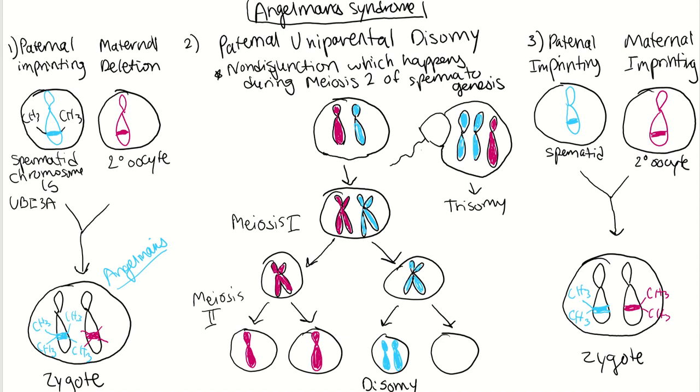The second way you can get Angelman syndrome is through paternal uniparental disomy. To understand this, you have to understand non-disjunction specifically happening during meiosis 2 of spermatogenesis. So if we go back to spermatogenesis and go to meiosis 2, you start out with the two chromosomes, mom in pink, dad in blue. These are chromosomes 15 from both mom and dad.